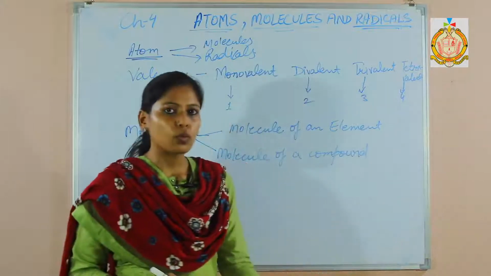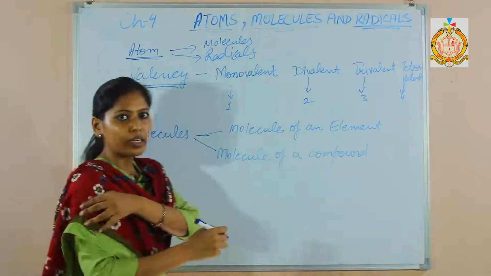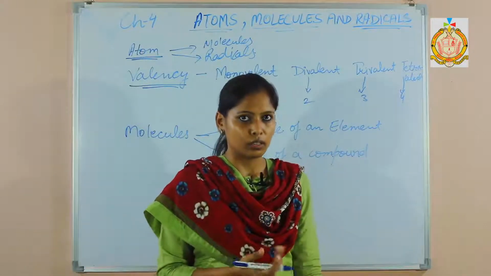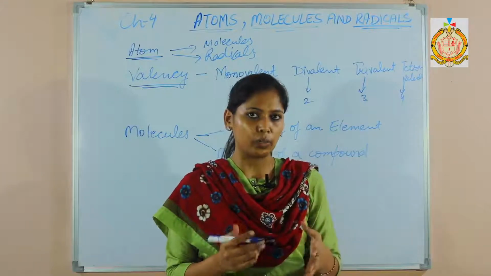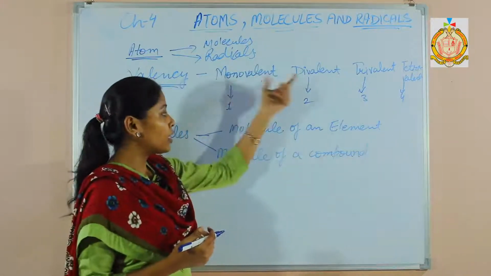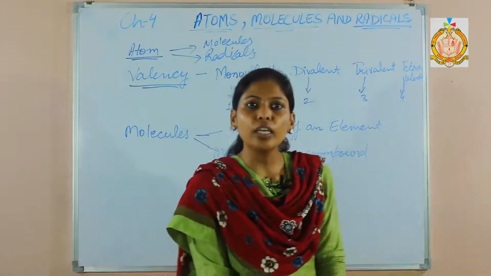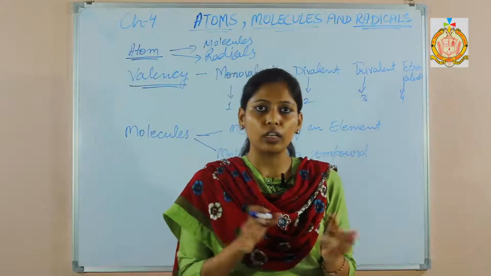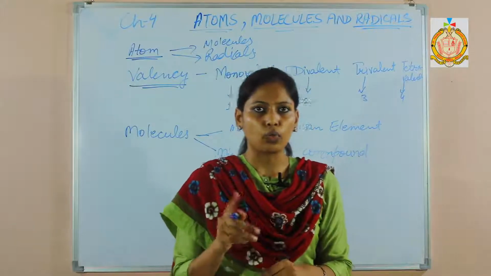Next one is valency. Valency is the combining capacity of an element with other elements. Valency can be monovalent, divalent, trivalent and tetravalent. We can find valency by counting the number of hydrogens with the other atom. Remember that the valency of a hydrogen atom is always 1.